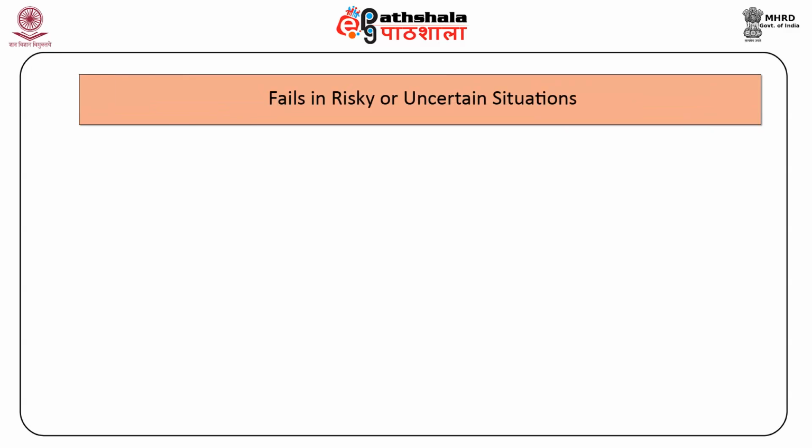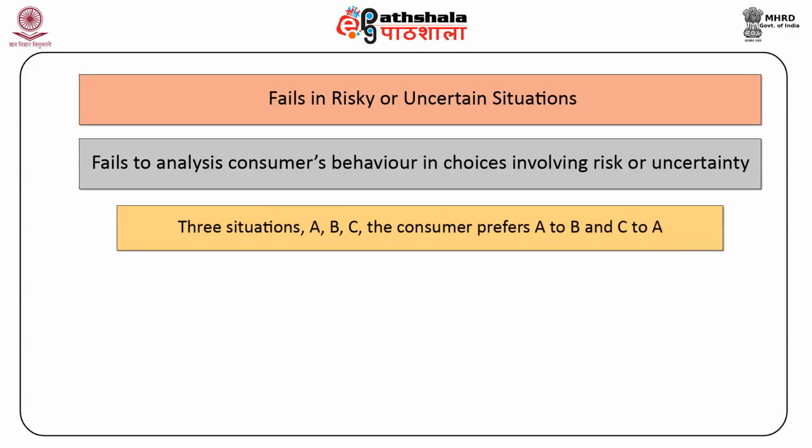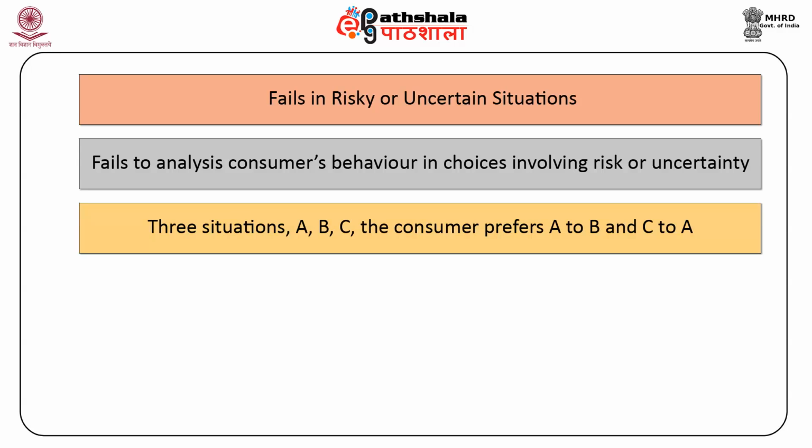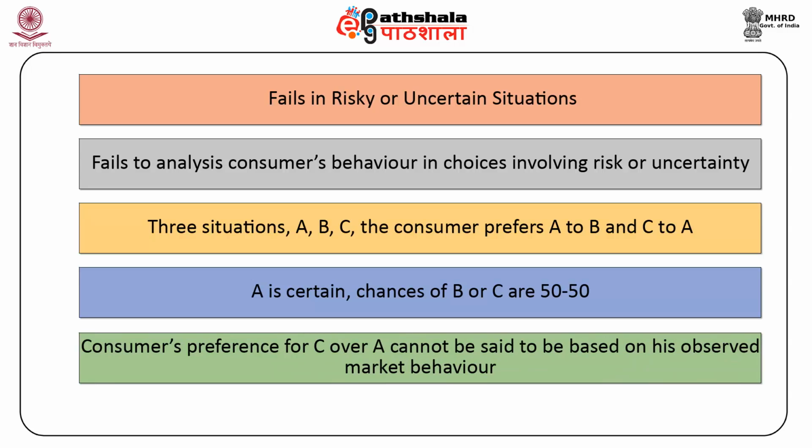Seventh, it fails in risky or uncertain situations. The revealed preference theory fails to analyze consumer behavior in choices involving risk or uncertainty. If there are three situations A, B, and C, the consumer prefers A to B and C to A. Out of these, A is certain, but chances of occurring B or C are 50-50. In such a situation, the consumer's preference for C over A cannot be said to be based on his observed market behavior.